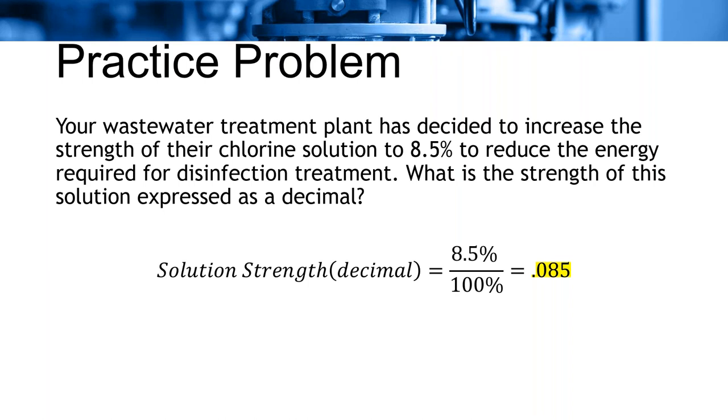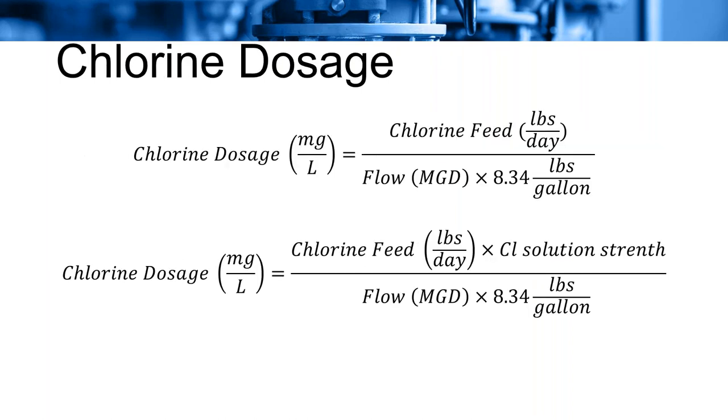So we're going to move on to our next formulas. This is going to be our chlorine dosage problems. Chlorine dosage is typically represented by the concentration that we talked about, milligrams per liter. And our chlorine dosage is going to be equal to our chlorine feed divided by our flow multiplied by our conversion factor, which is 8.34 pounds per gallon. And this is how we convert any pounds to gallons.